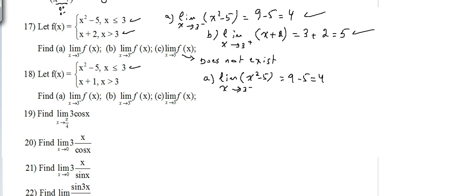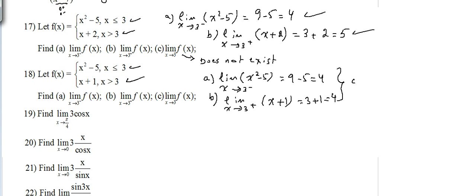Part B, it's the limit of f of x as x approaches 3 plus. In this case, it's x plus 1 because 3 plus is a bit more than 3, so x greater than 3. Then it is 3 plus 1, which is equal also to 4.